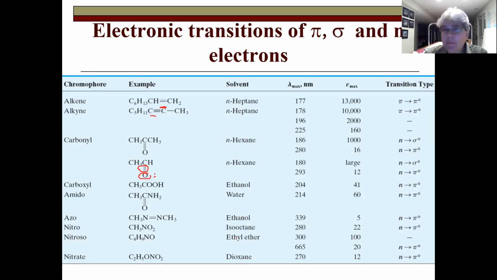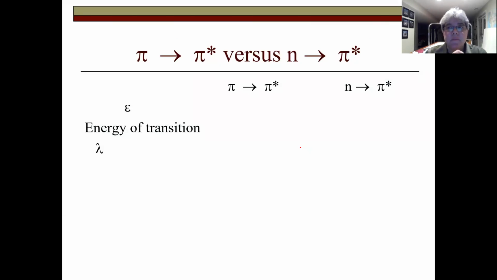Now, you don't need to remember any of these numbers. In fact, we'll see later that these numbers change under different conditions. But just so you can see, there are tables that give you an idea of where some of these different transitions occur. So far we've learned there are two important transitions for organic molecules that we need to know. There's four, but we only need to know two: pi to pi star and N to pi star.